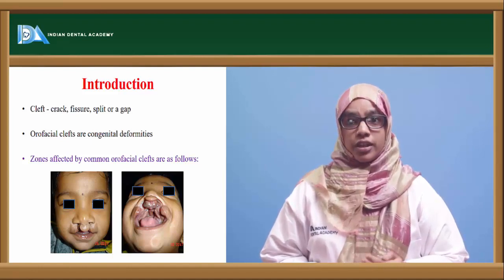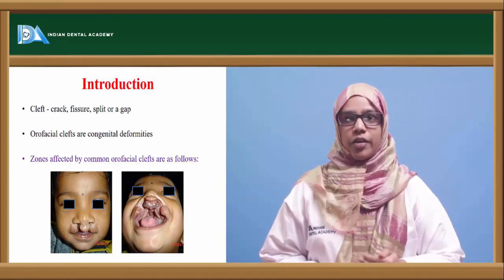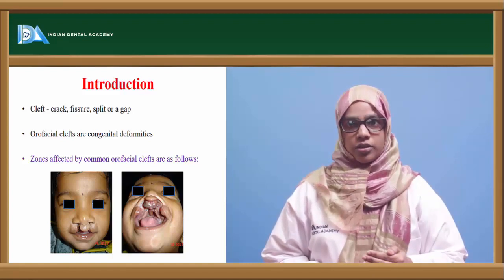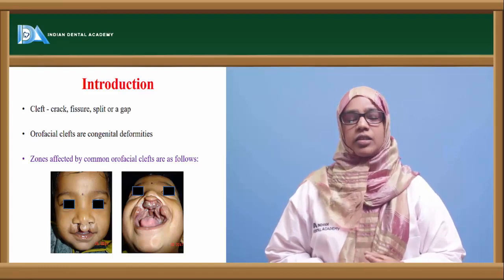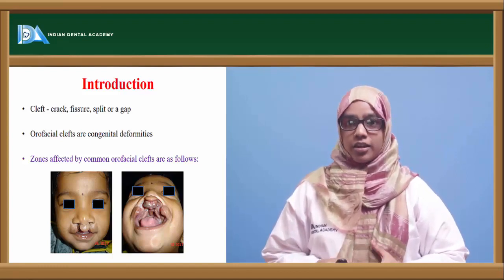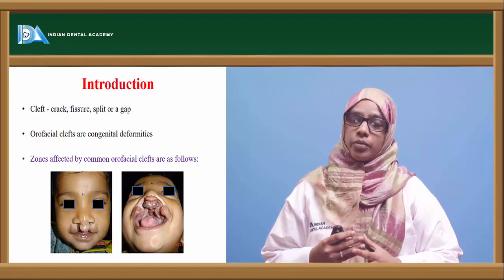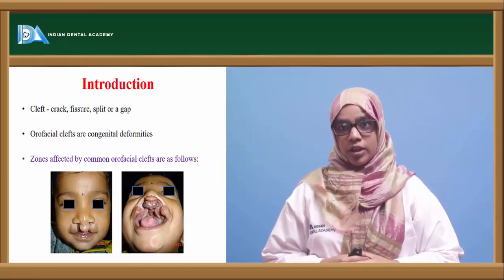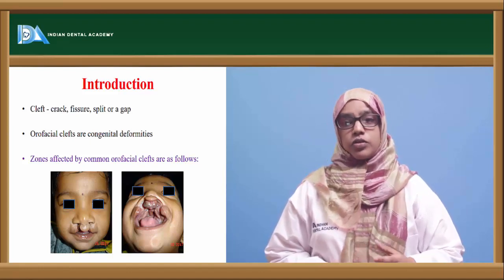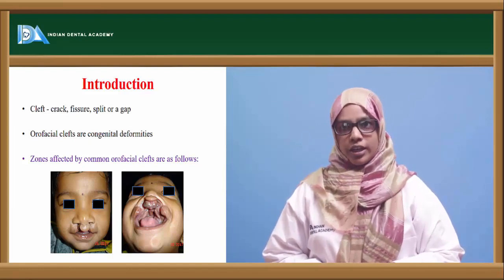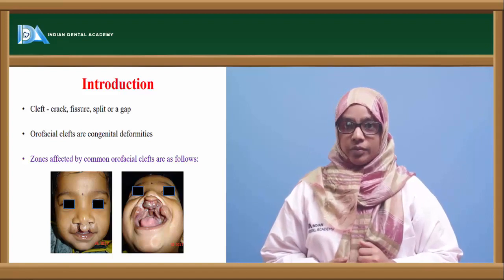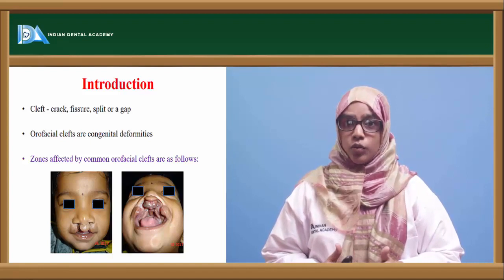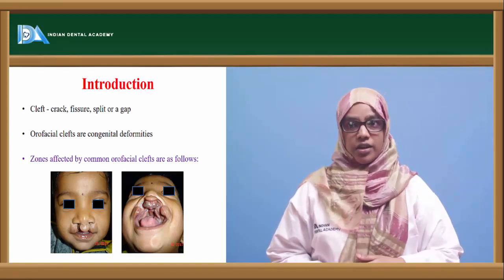By definition, cleft is nothing but a crack, a fissure, a split, or a gap in the region. Orofacial cleft is a congenital deformity that arises because of changes or disturbances that take place at the embryological level in the orofacial region. The zones affected by the common orofacial clefts are the lip, the alveolus, the hard palate, the soft palate, the nose to some extent, and the eye in very rare orofacial clefts.